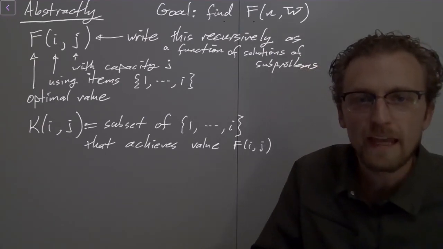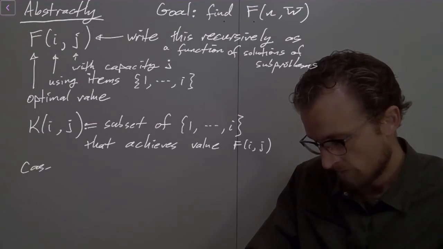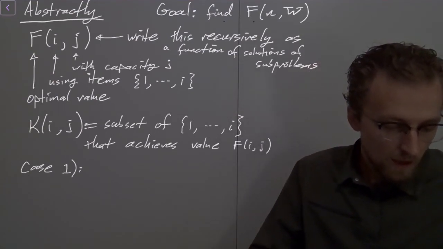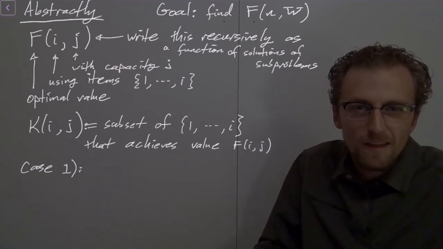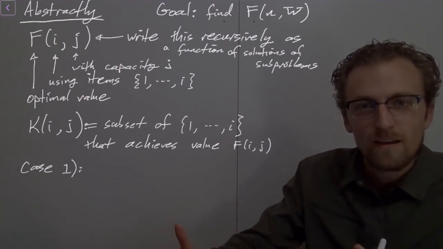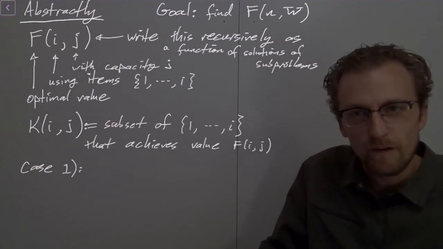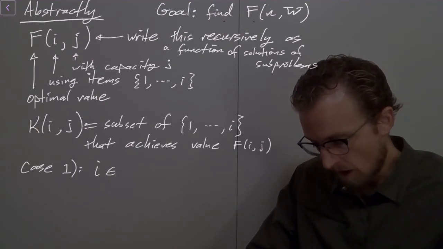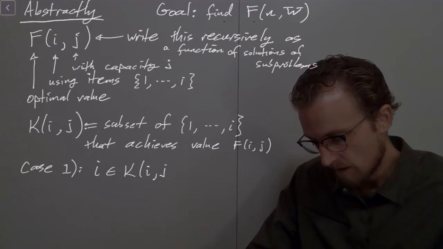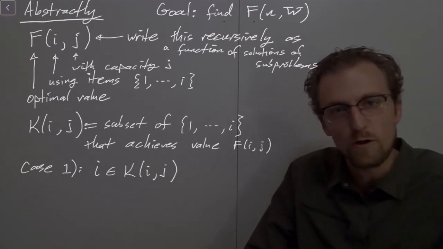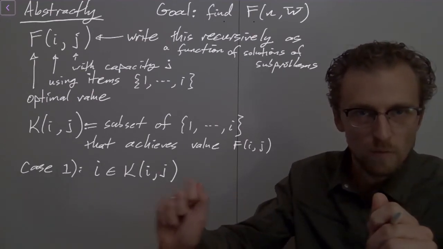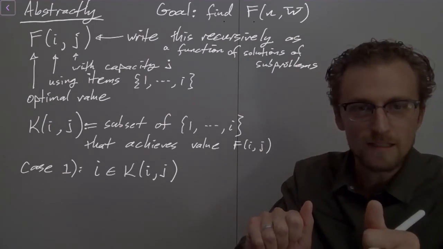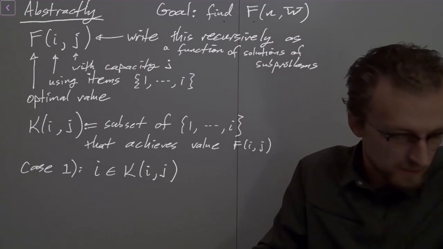Let's think a little bit about the cases that we have here. Case one is what happens if the last item, item i, is a member of the optimizing subset, the subset which achieves the value. So i is a member of k of i and j. This is like our very first case, where our optimal subset was 3 and 4, and the highest index that we were allowed access to was a member of our optimizing subset.